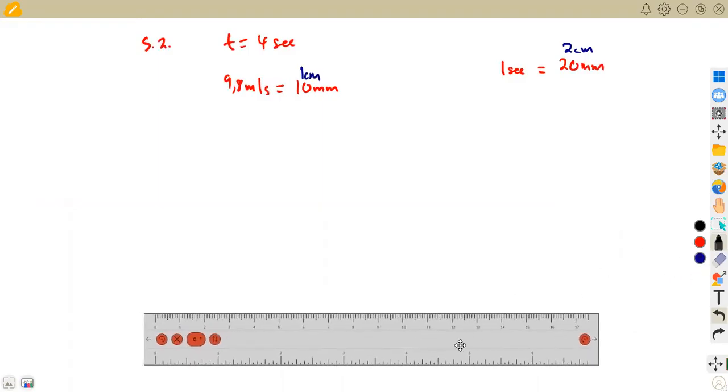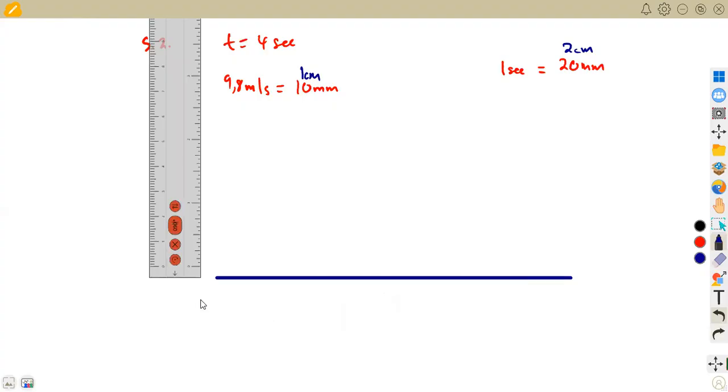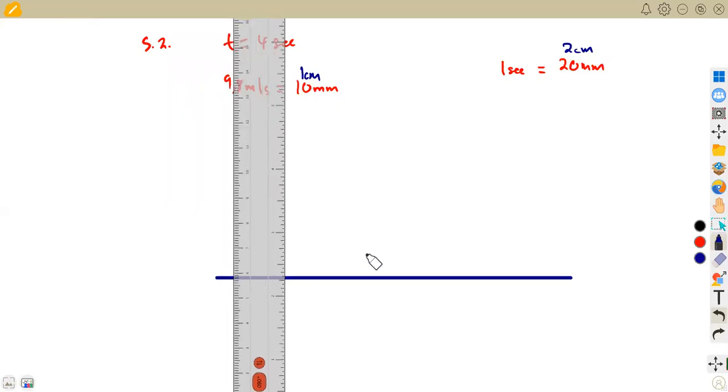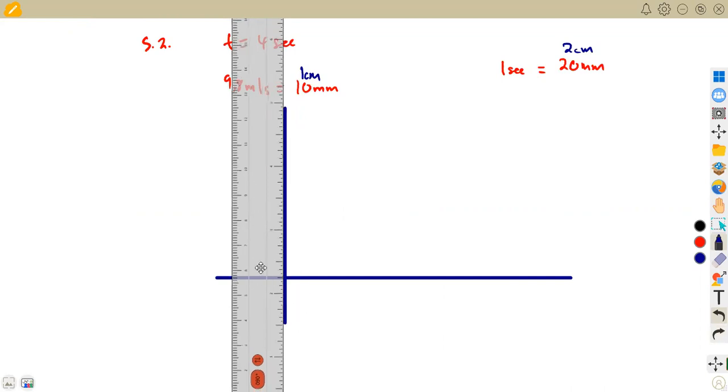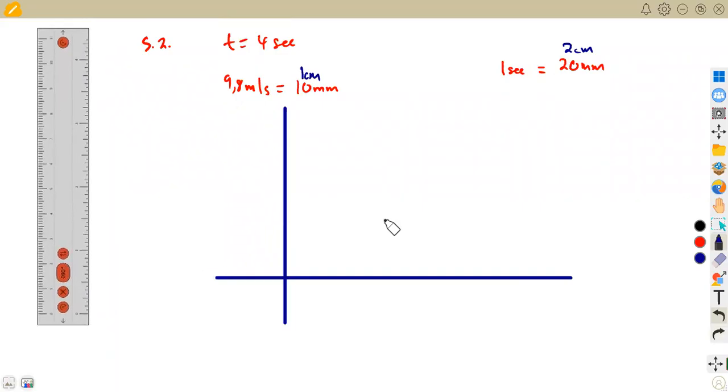So we are going to have, let's say, our velocity. We are going to have our time here. So this is your time axis. Then we have our velocity axis. So this is the axis for velocity. You're going to have something of this nature, guys. This is what you're going to have. So what you do is you label this as your velocity in meters per second. Here, your time in seconds.